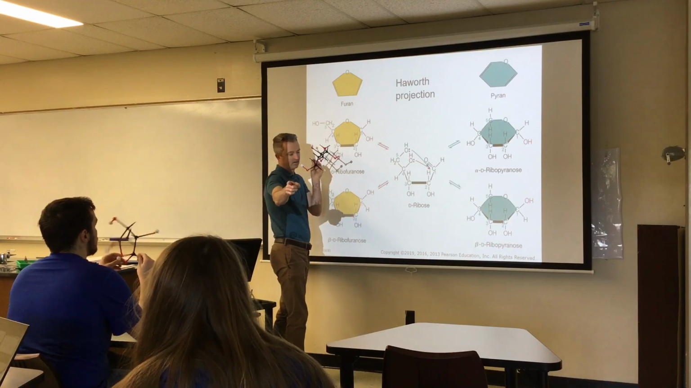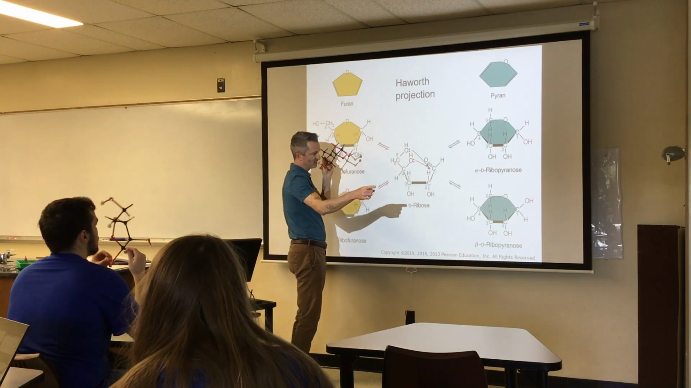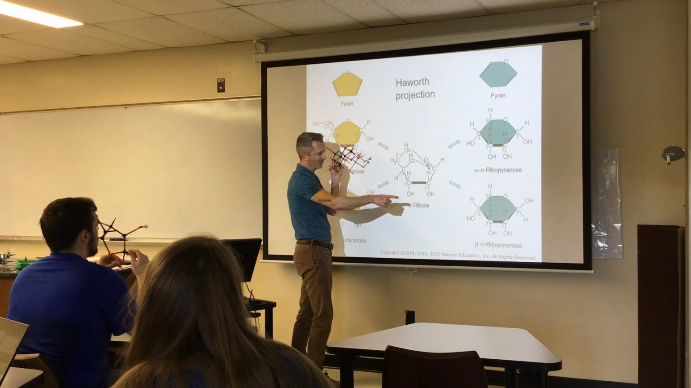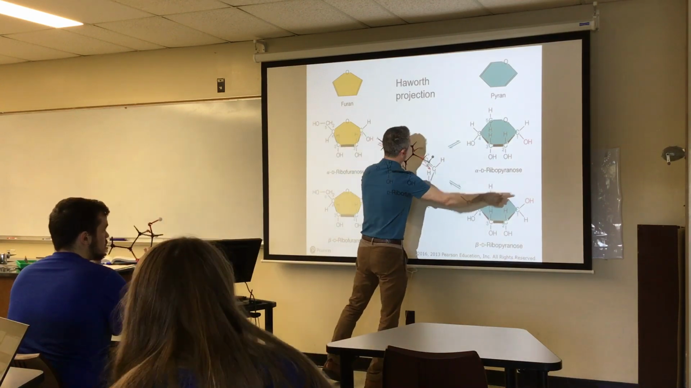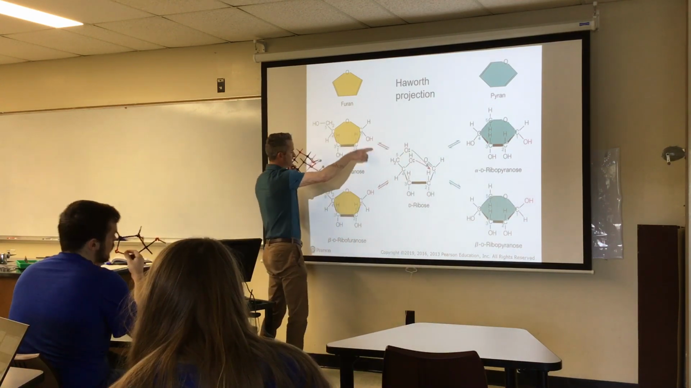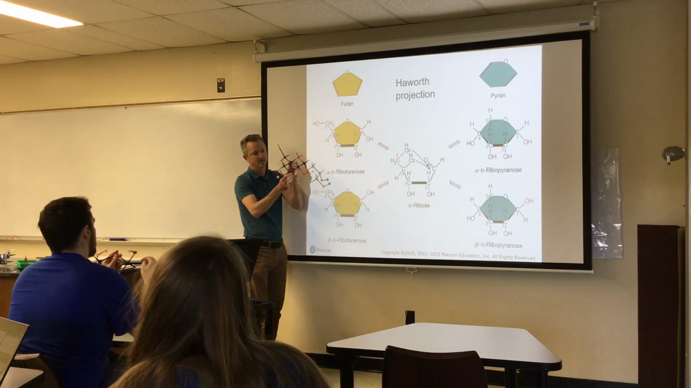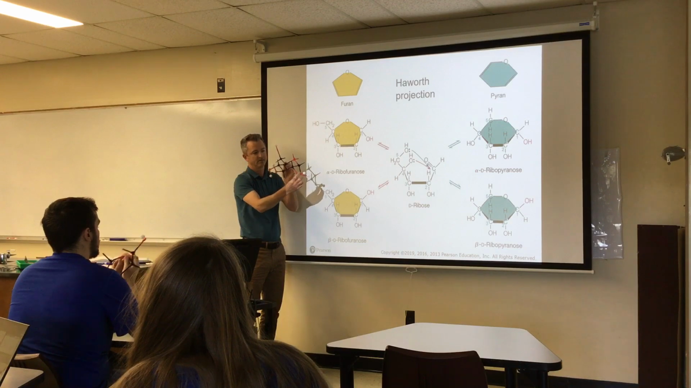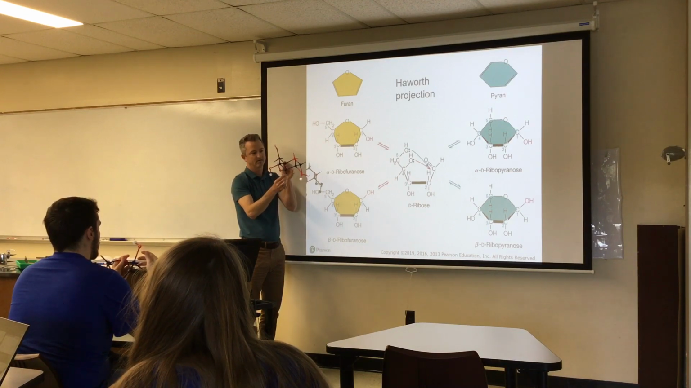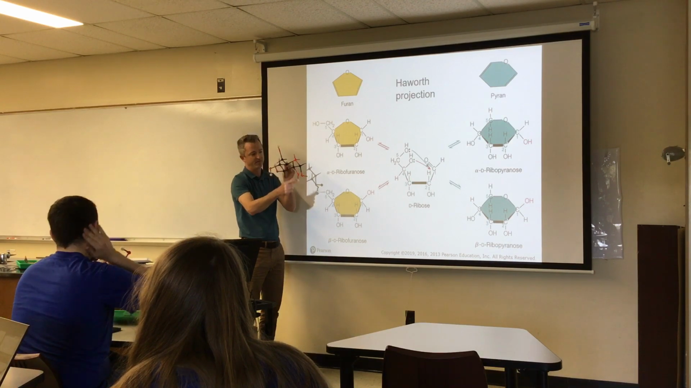Megan, you did yours with the hydroxy group up, is that right? Okay, so that's your beta form. And then hydroxy group down is the alpha form. So which form do I have here? You have an alpha because you're down. That's right. I have the alpha form because it's down.